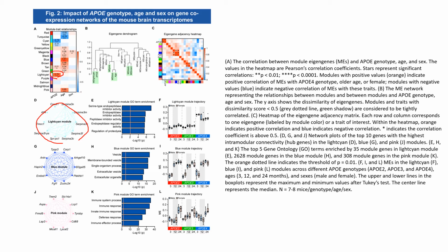Now module blue and module pink are elevated in aging samples. And here you can see the top 10 module hub genes in module blue and module pink. And correspondingly, you'll see that module blue genes are enriched in extracellular vesicle processes, and the module pink genes are enriched in immune system process.